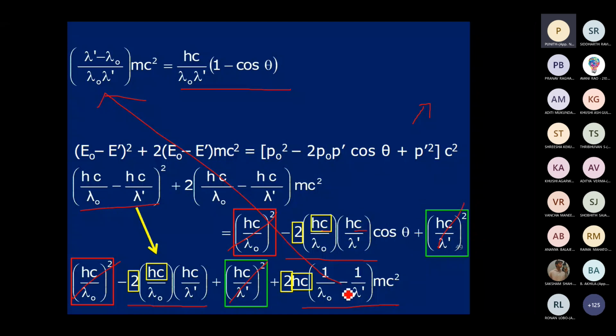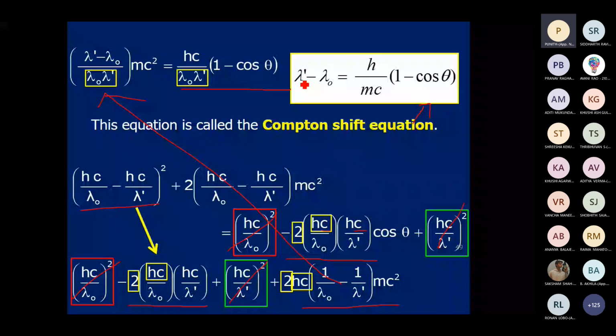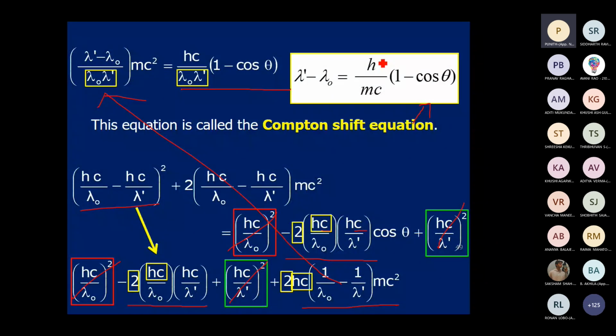This equation is known as the Compton shift equation, where lambda dash is the scattered photon's wavelength and lambda naught is the incident photon's wavelength. h by mc is known as the Compton wavelength. Sometimes it is written as lambda e, and theta is called the scattering angle. I hope you have followed it. If anyone has a query, please go ahead. Then we'll move on to the numerical.